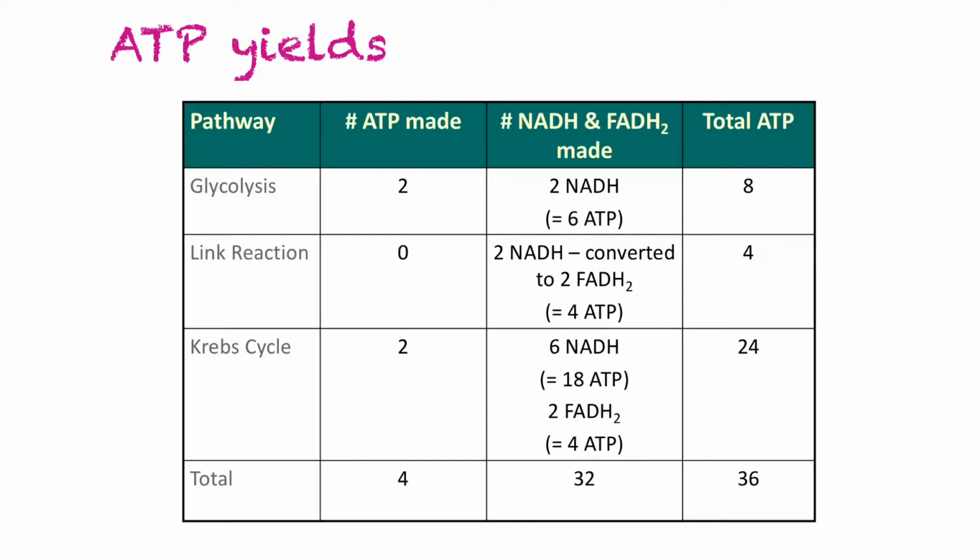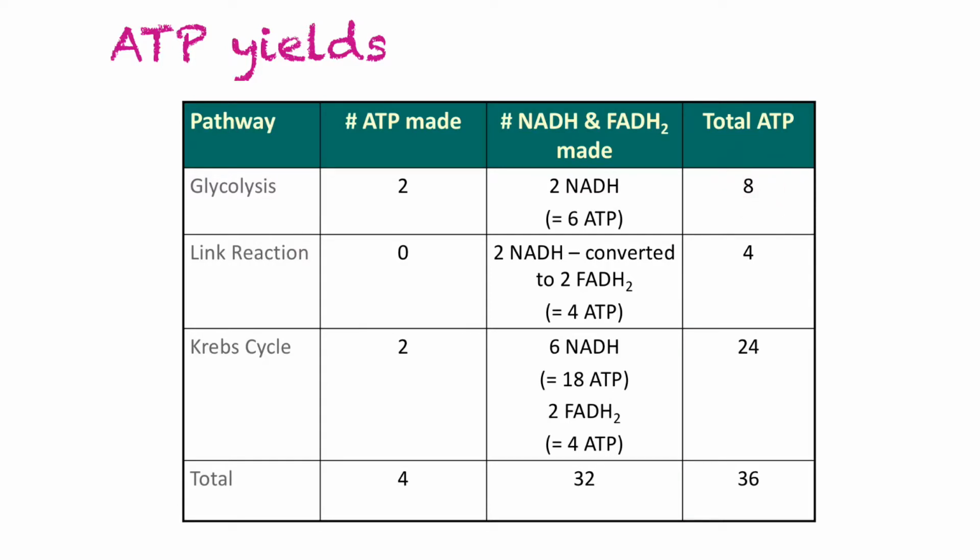But if you remember, glycolysis also makes 2 NADH. And when those molecules end up at the electron transport chain, each NADH has the power of making or allowing 3 ATP to be made. So out of the 2 NADH, that would be 6 ATP. So from glycolysis, the total ATP that can be produced through aerobic respiration would be 8.